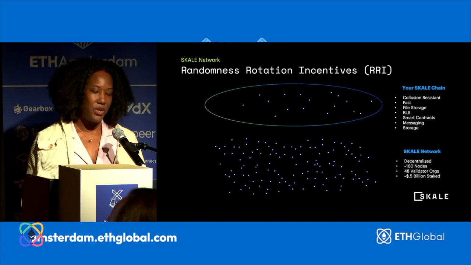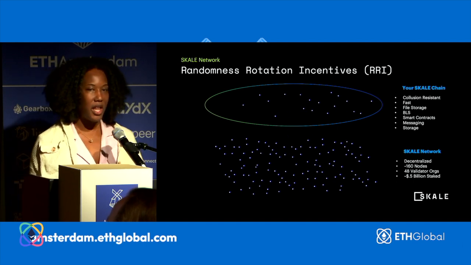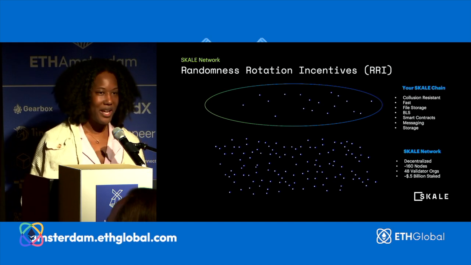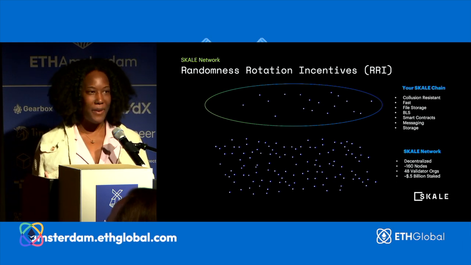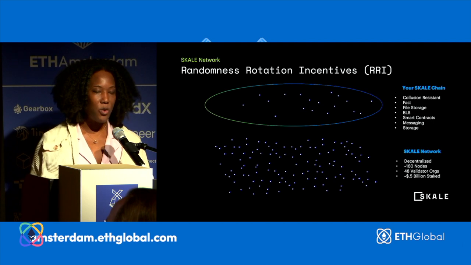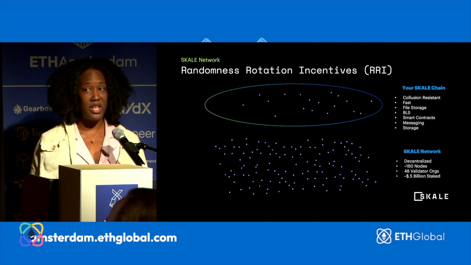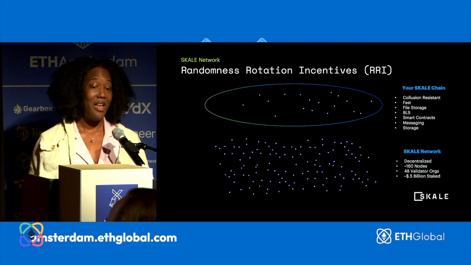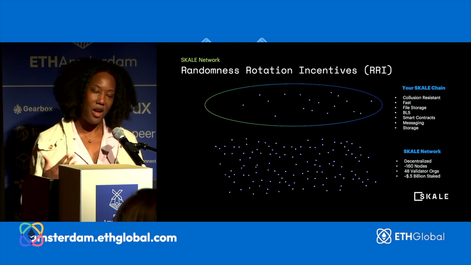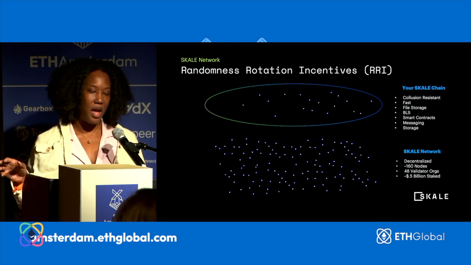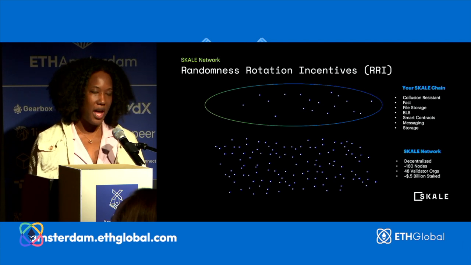One of the things that we do is we rotate the nodes every so frequently. This adds a layer of protection, because I know what everyone's thinking out there: 16 nodes, that may not be a lot. But when you think about the random rotation, over time, you can potentially have 70%, 90%, 100% of the network might have worked for your SKALE chain at any point in time. And we do this to make sure that nodes can't collude.